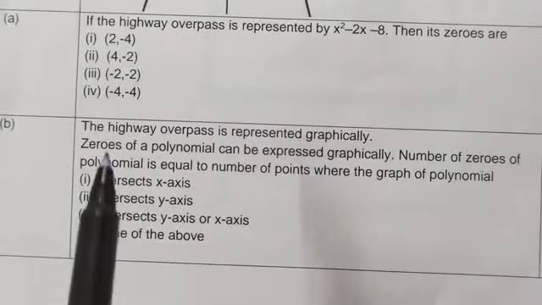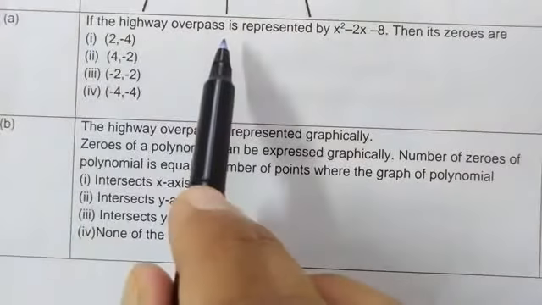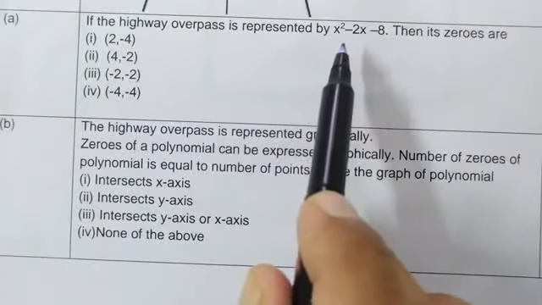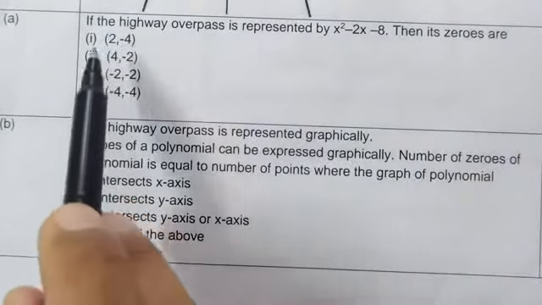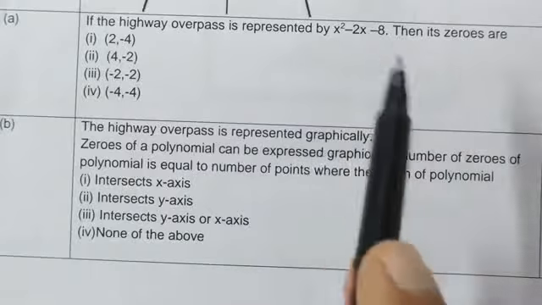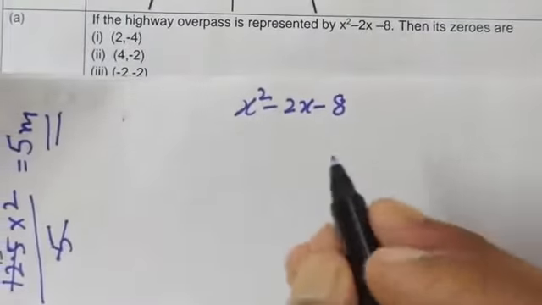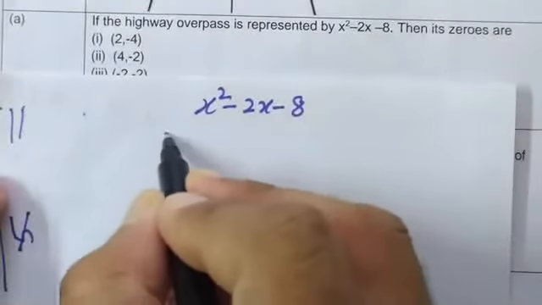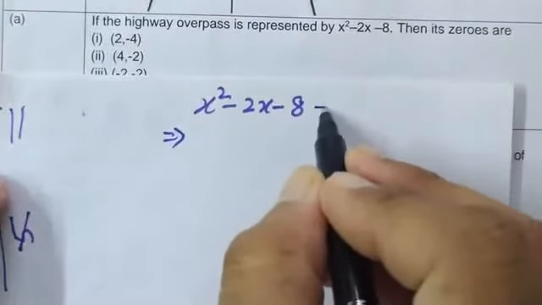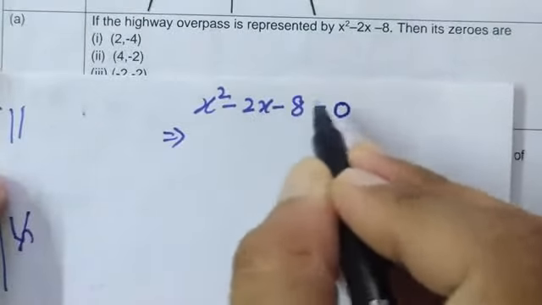The first part is, if the highway overpass is represented by x square minus 2x minus 8, then its zeros are what? We have to find its zeros. So let's find out. x square minus 2x minus 8. We have to split the middle term. First of all, equate this polynomial to 0.